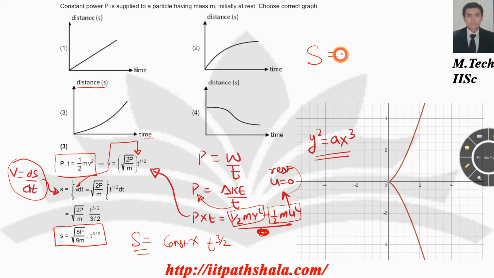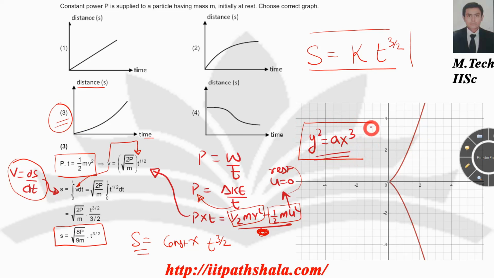So you have a relation s equals constant k t to the power 3 by 2. If you plot this curve, it will certainly look something like this, and I know that my third option is coming near to this graph over here. If you don't know about this graph plotting, you can see it over here. y square equals a x cube is plotted as follows. Maybe you have studied it in your maths class.